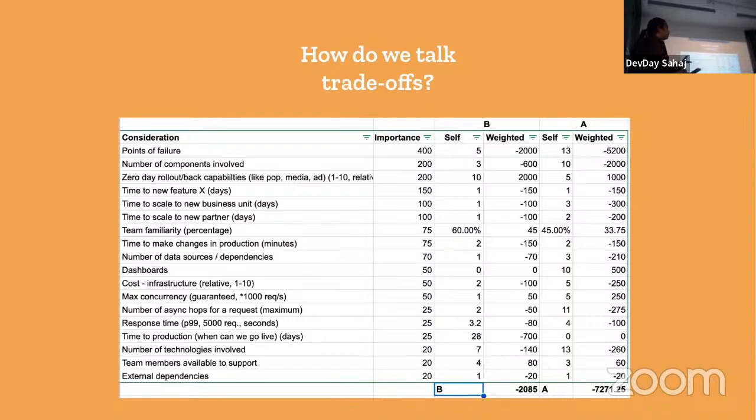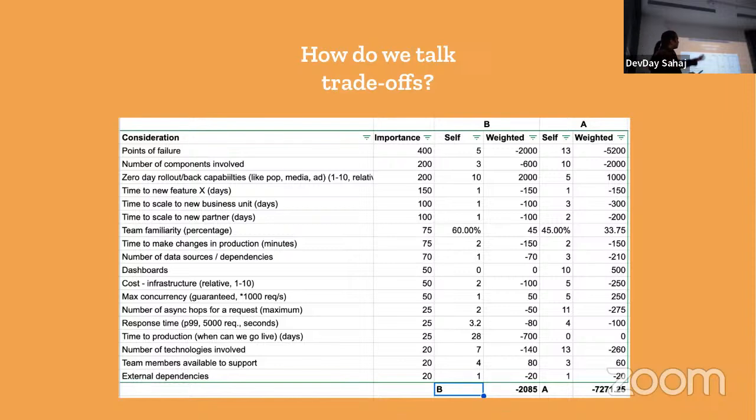This is an example of the data we use to decide which approach is better. A is what is currently in progress, and B is the change we are talking about. This 3-phase plan is going to go live 28 days later, or 4 weeks. We are talking about certain considerations like points of failure. What is the number of components involved? What can you roll out and roll back on day 1? How long is it going to take to build a new feature, to go to a new partner, to expand to a business unit, right?